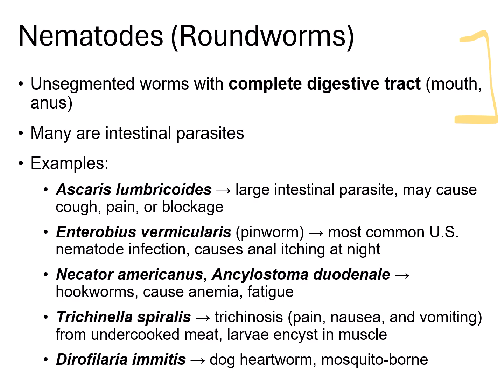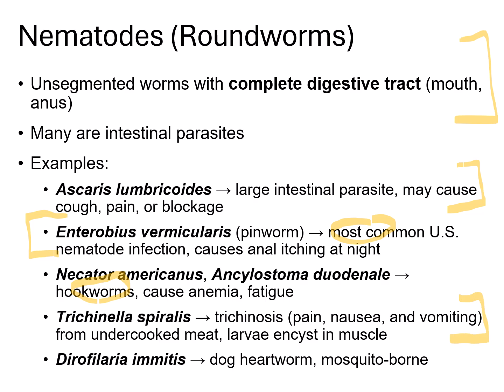So, for example, we have Ascaris lumbricoides. This is a large intestinal parasite in humans and can cause symptoms ranging from mild discomfort to intestinal blockage. Enterobius vermicularis is the pinworm, and it's the most common nematode infection in the U.S. This causes anal itching, especially at night. For our hookworms, we have Necator americanus and Ancylostoma duodenale, and these can lead to anemia and fatigue.